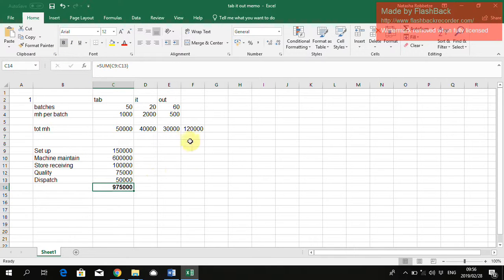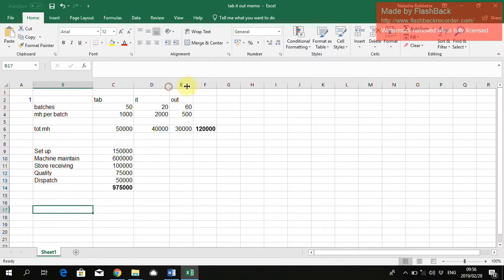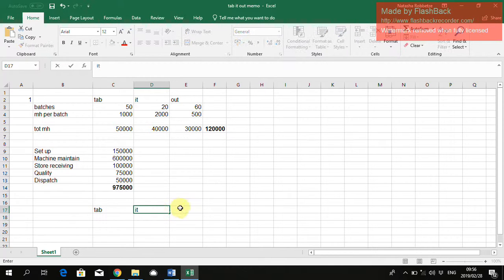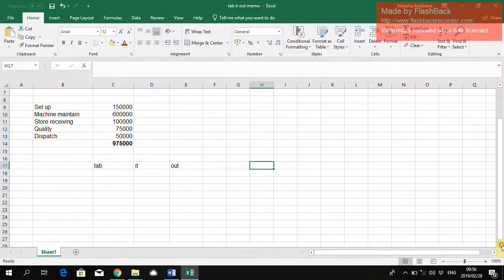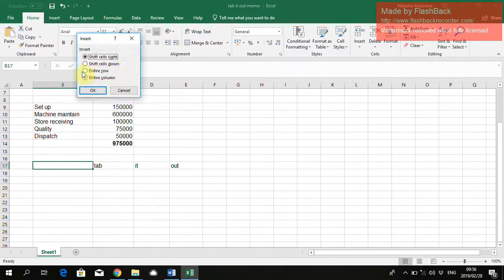So I've calculated the information that I need to do traditional costing. The total overheads together with the total cost driver. And now I can go and do a calculation for the overhead allocation per product. So again, we will have tab, we will have it, we will have out, and then we need to do our overheads. Just want to insert here a column for the calculation.